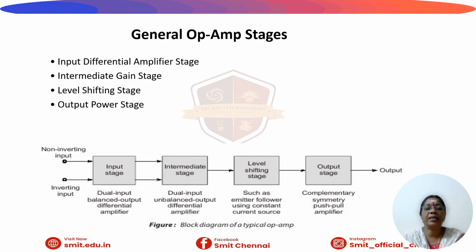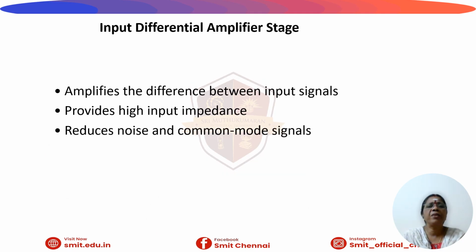The last stage is the output stage, which consists of push-pull class AB amplifier stages to provide high current gain and low output impedance. The function is to allow the op-amp to drive external loads efficiently without affecting the internal gain stages. The input differential amplifier stage amplifies the difference between input signals. It provides high input impedance. It reduces noise and common mode signals as described earlier.